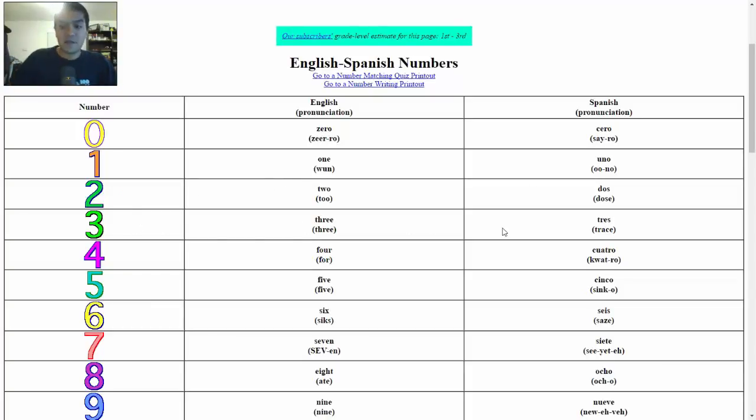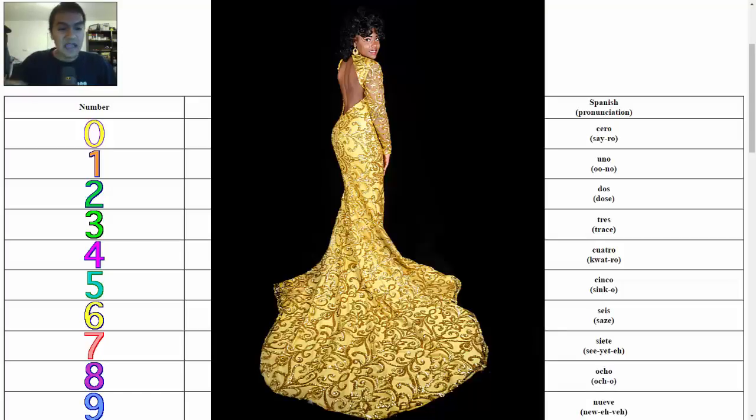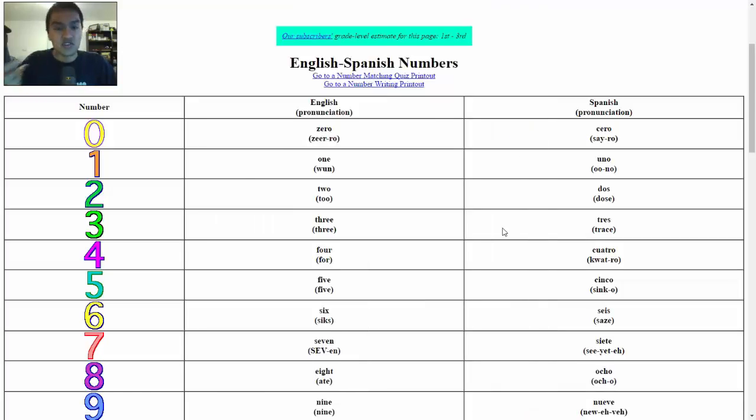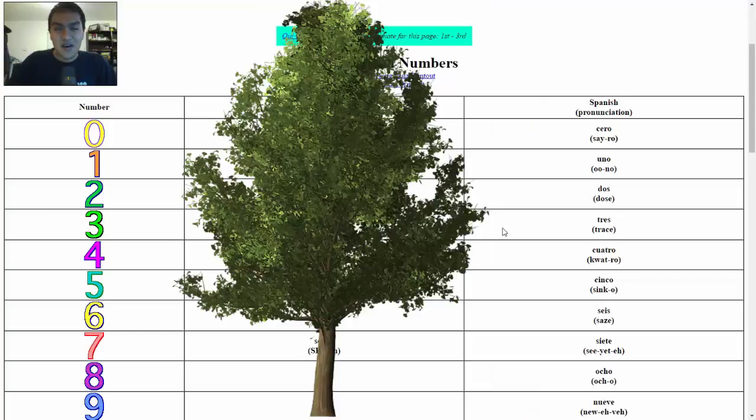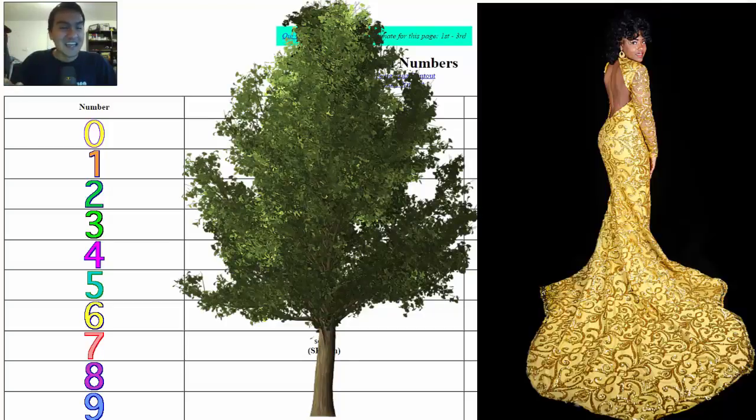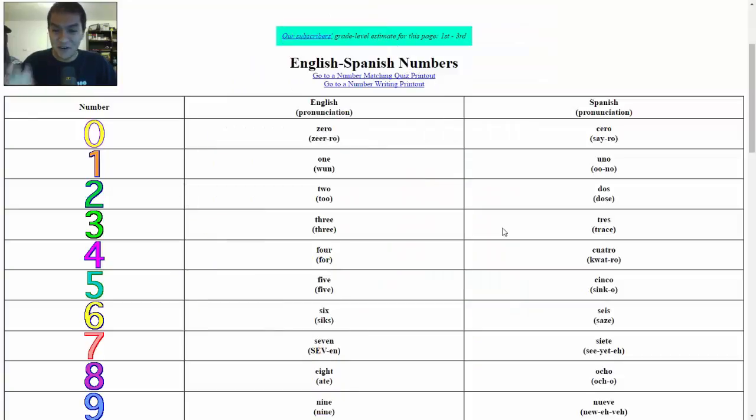3, pronounced in Spanish, is tres. So for me, tres sounds like dress, and my image for 3 is tree. So I see this tree with this dress on, and it's a fancy dress, and this tree is just loving it and showing it off.